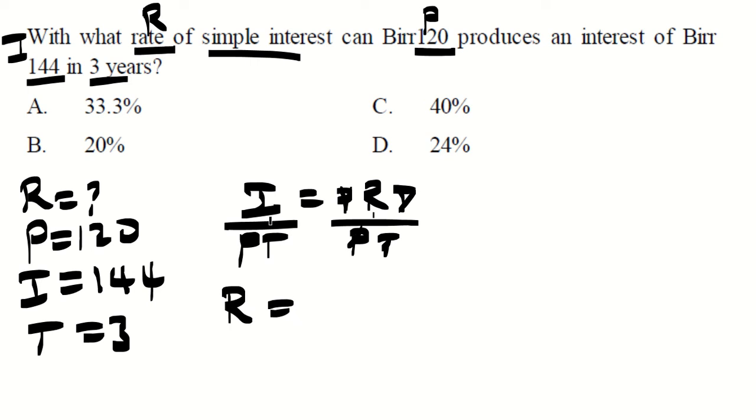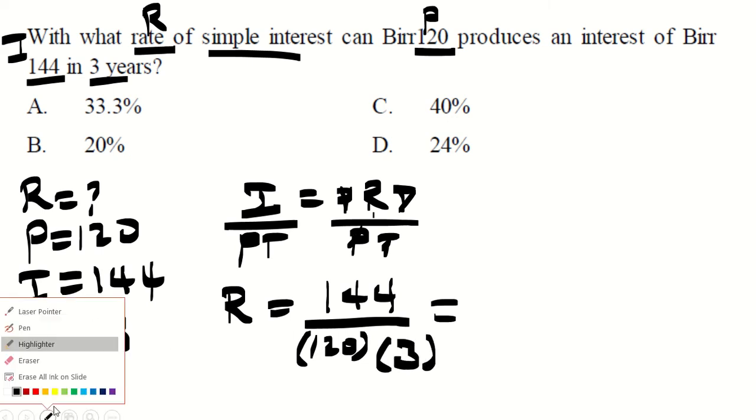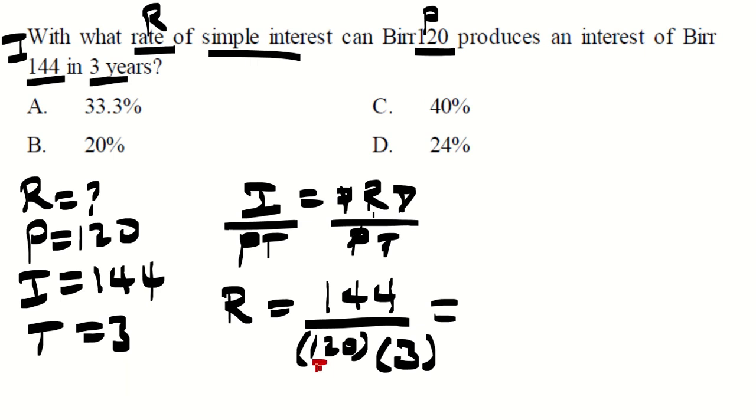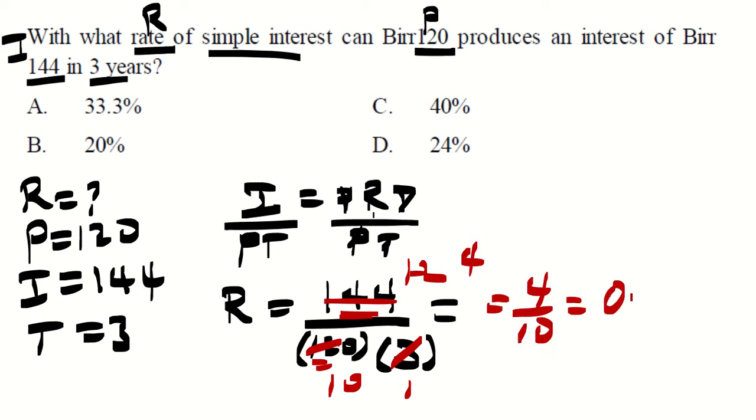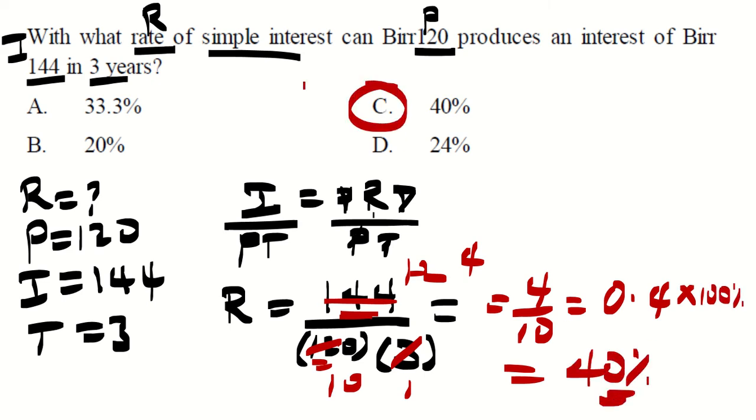So the rate will be the interest 144 over the principal 120 times the time 3. Now we need to be systematic in this kind of simplification. There is 12 here, and 12 times 12, so by 12 it will be 10, because a 0 remains here. By 12 this will be 12. Again we can simplify by 3: 12 by 3 is 4. So what is left? 4 over 10, which means 0.4. When we change this into a percentage, we multiply by 100%, so this will be 40%. That is the rate.